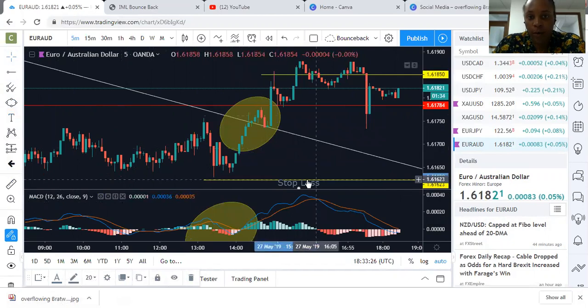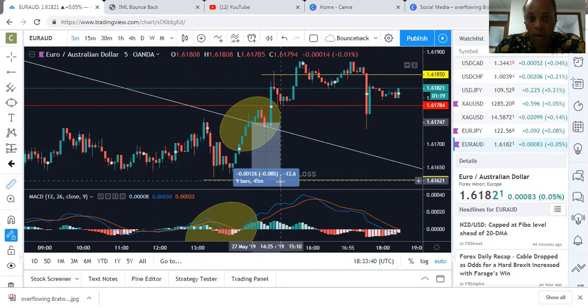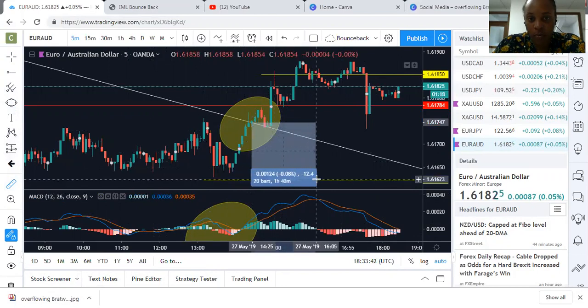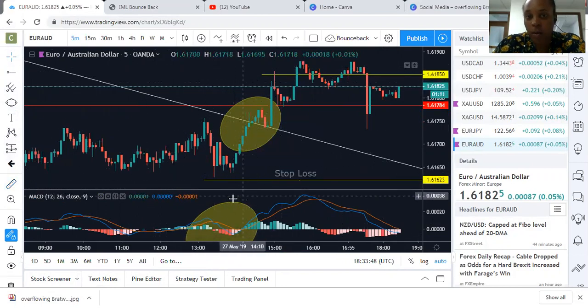So we talked about take profit. You usually aim for 15 to 30 pips, then trade and bounce back. Stop loss always under the last low. So you can see in a case like this, your stop loss was around 12 pips, right?